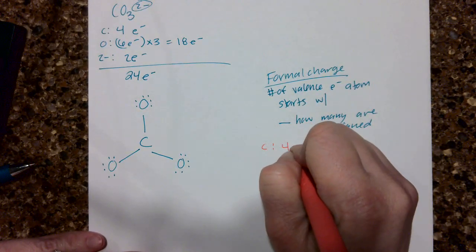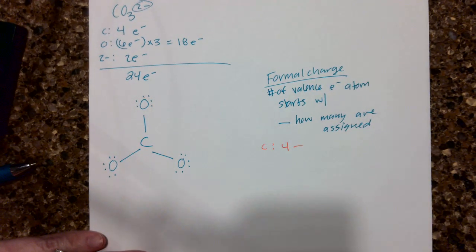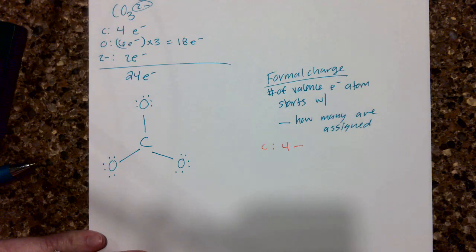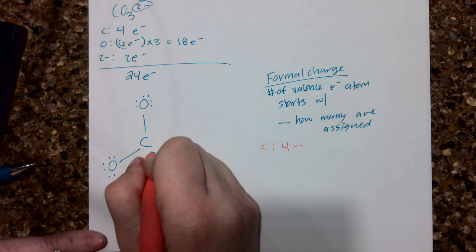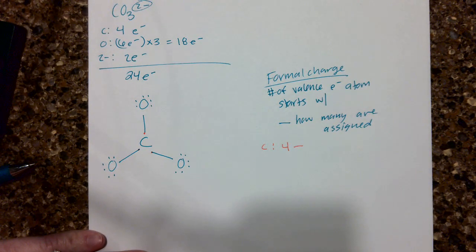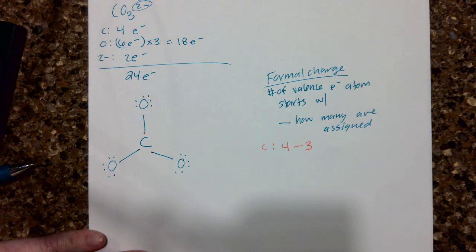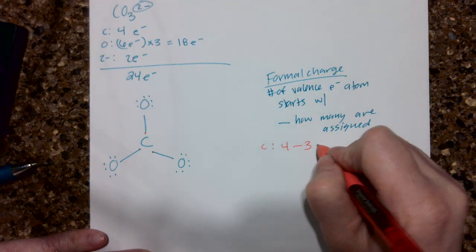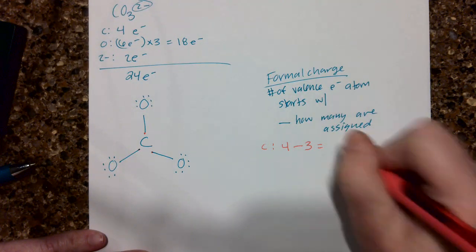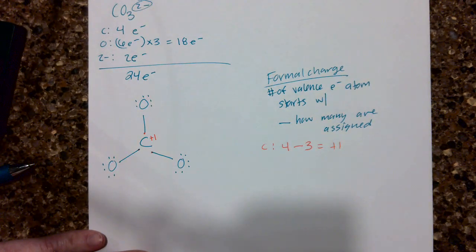Carbon started with 4 electrons, right? And I'm going to follow this formula, minus how many do I have assigned to it? Well, if I look at my dot structure, if I only have 3 bonds coming off of him and nothing else, I'm claiming that he only has 1, 2, 3 electrons. So I'm only assigning him 3. I technically only assigned him 3 electrons in that dot structure. 4 minus 3 is +1. So the way I'm drawing this, carbon would have a formal charge of +1.